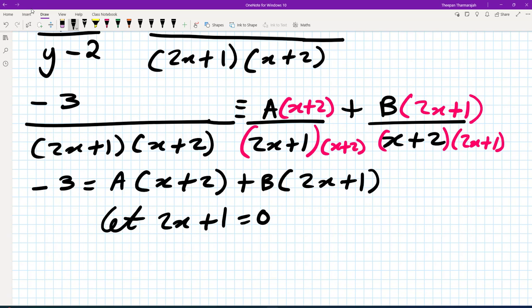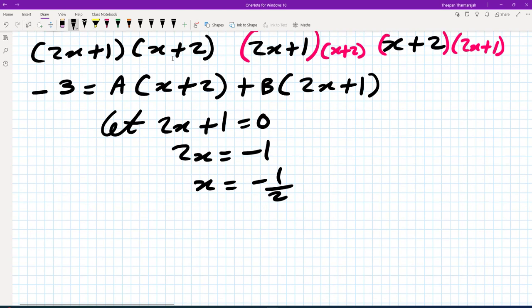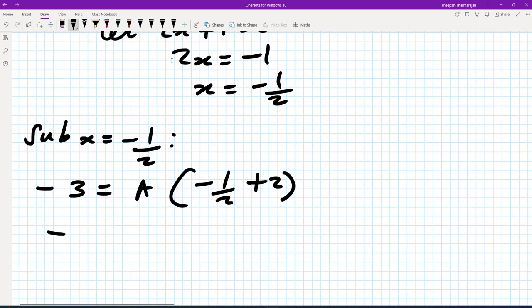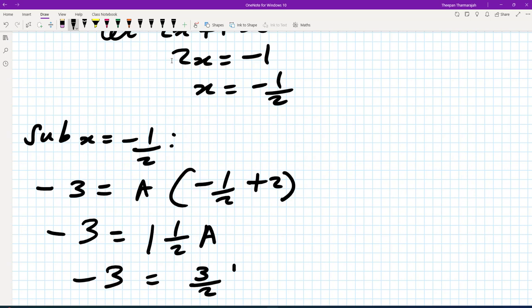So what value of x makes that 0? That's going to be minus a half. So x equals minus a half. So this is the value we're going to substitute in. So we're going to say sub x equals minus a half, right? So we get minus 3 is a times minus a half plus 2, which is the same thing as 1.5. So we get minus 3 is 1.5 times a. So it's minus 3 is 3 over 2 a.